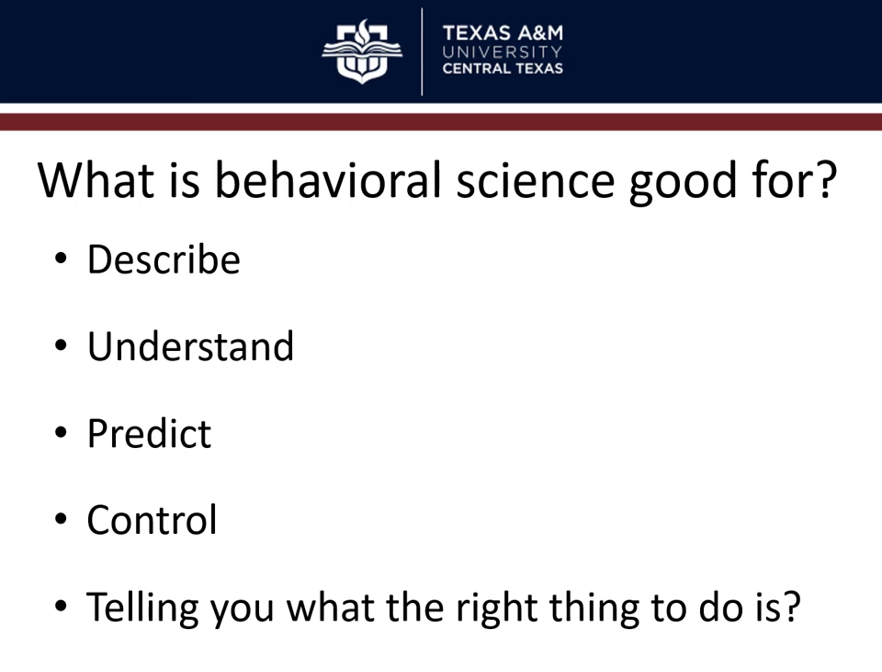Well, can science tell you what the right thing to do is, though? It can describe behavior, it can help you understand behavior, help you predict behavior. It can even be used to identify things where you can control behavior. But can it tell you what to do? Well, probably not. But the right thing to do isn't a scientific question, right? Should I recycle? That's not a scientific question. That's a values question.